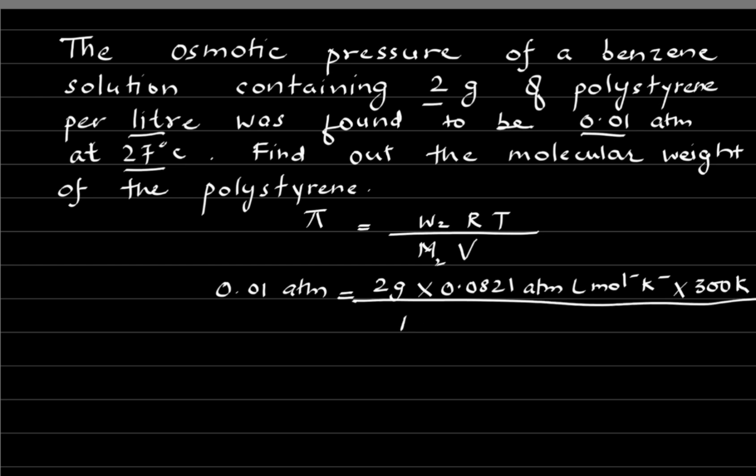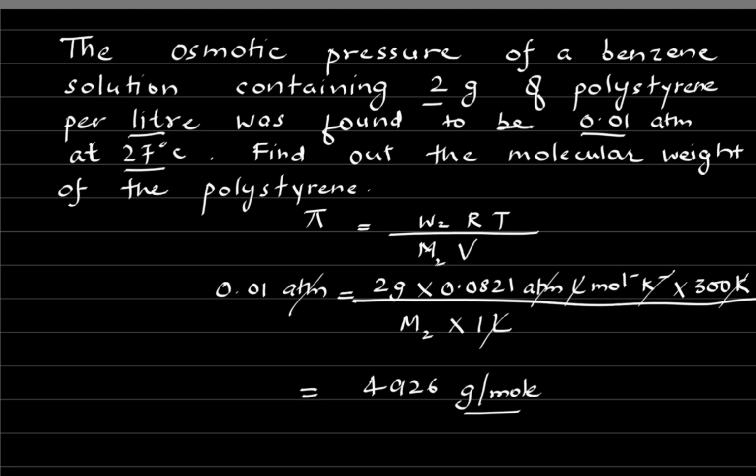Molecular mass is what you have to find out. Volume given is 1 liter. Now, when we solve for molecular mass, what we get is 4926 grams per mole. See, the unit also works out. Atmosphere, atmosphere cancels out. Liters, liters cancel out. Kelvin, Kelvin cancels out. What you are left with is just grams per mole.